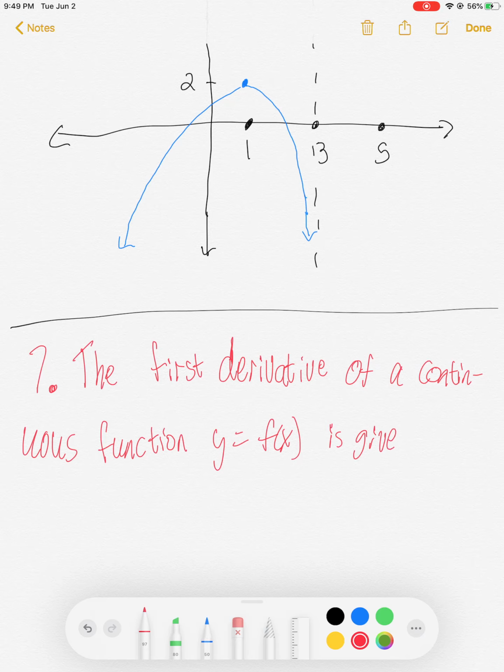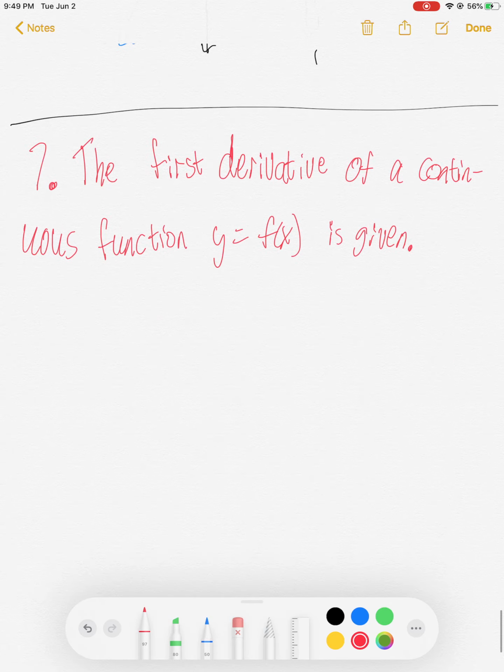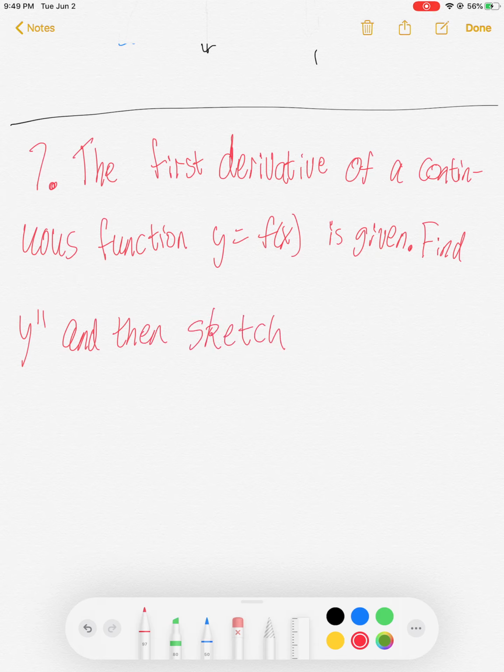The first derivative of a continuous function y equals f of x is given. Okay, so notice in this problem, they're not going to tell us what the original function is. They are only telling us the first derivative of the function, and yet we're still going to be able to get a nice sense of the graph.